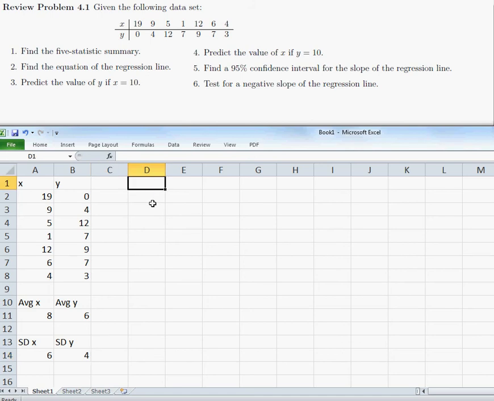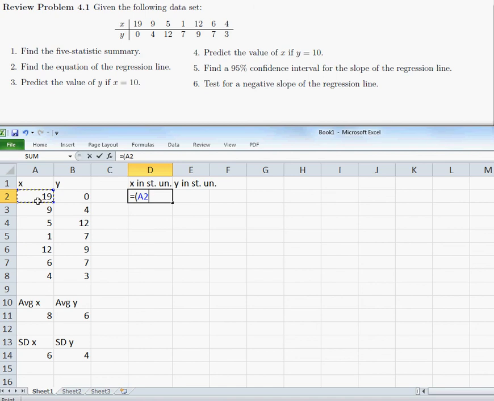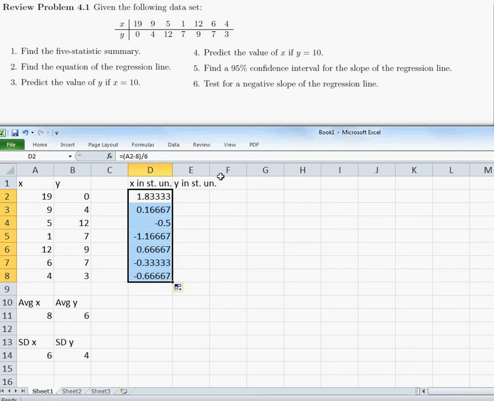Next thing we need to get is x in standard units and also y in standard units. And to do that, we have each x value, so 19 minus the average of the x's, which is 8, divided by the standard deviation of the x's, which is 6. So 19 minus 8 is 11, divided by 6 works out to be 1 5/6. And then we do that for all 7 of the x values.